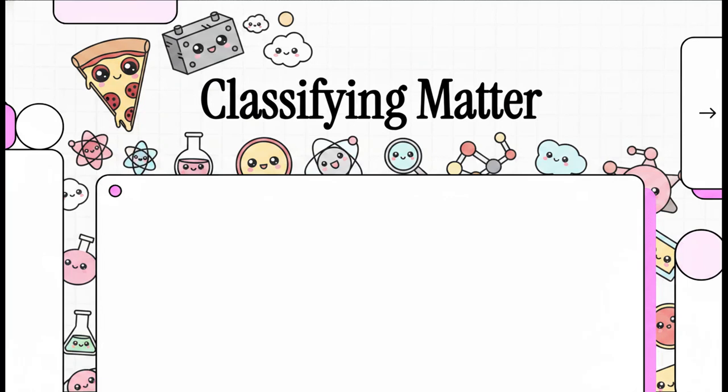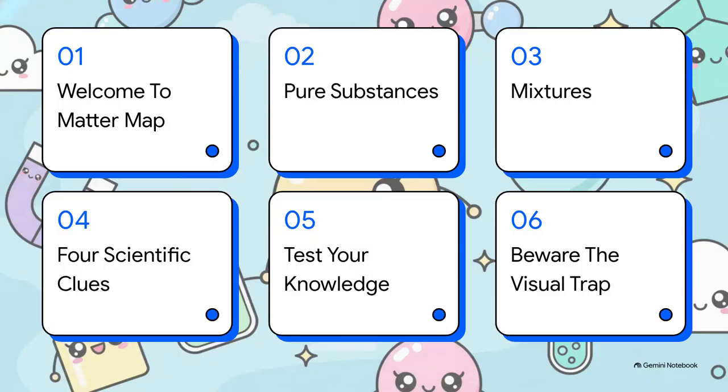Welcome to This Explainer. Have you ever actually stopped to think about how scientists manage to organize literally everything in the universe? I mean, from the structural iron in a massive skyscraper to the invisible oxygen we breathe every second. It seems impossibly complex, right? Well, today, we're going to dive into the microscopic world and map out exactly how to categorize the fundamental building blocks of our reality.